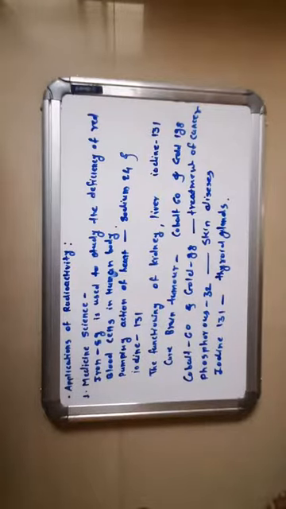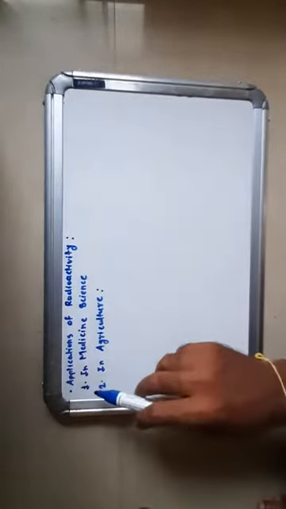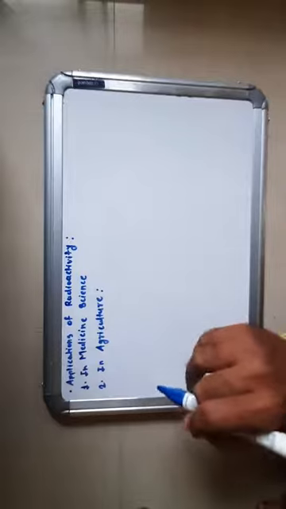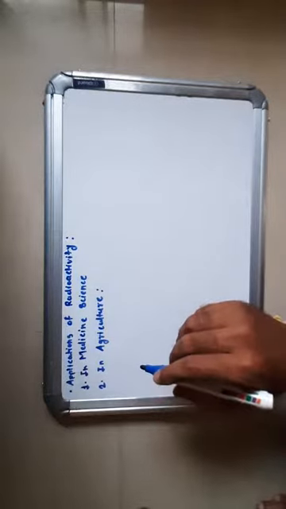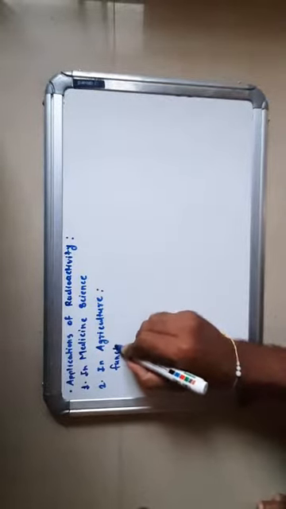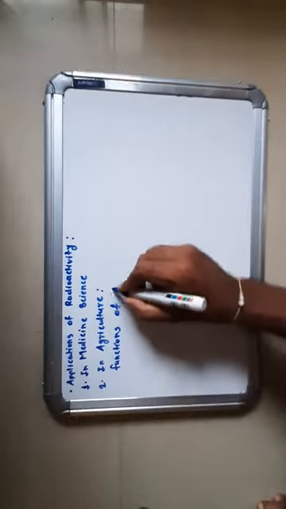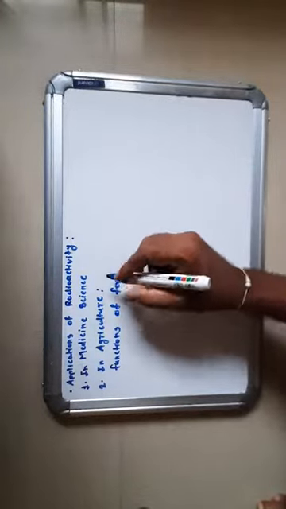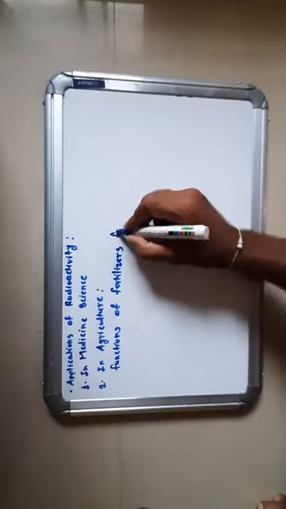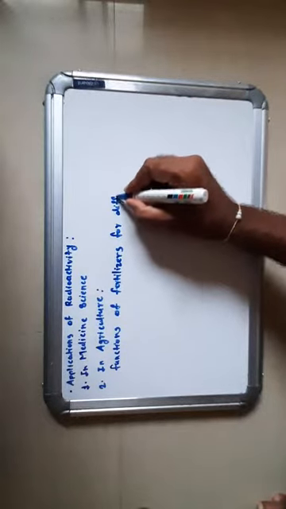Okay. The next one is agriculture. In the agriculture field, there are several applications of radioactive substances. The first application we already discussed in medicine science, and the second one is agriculture. In agriculture, the radioisotopes are used to study the functions of fertilizers for different plants.